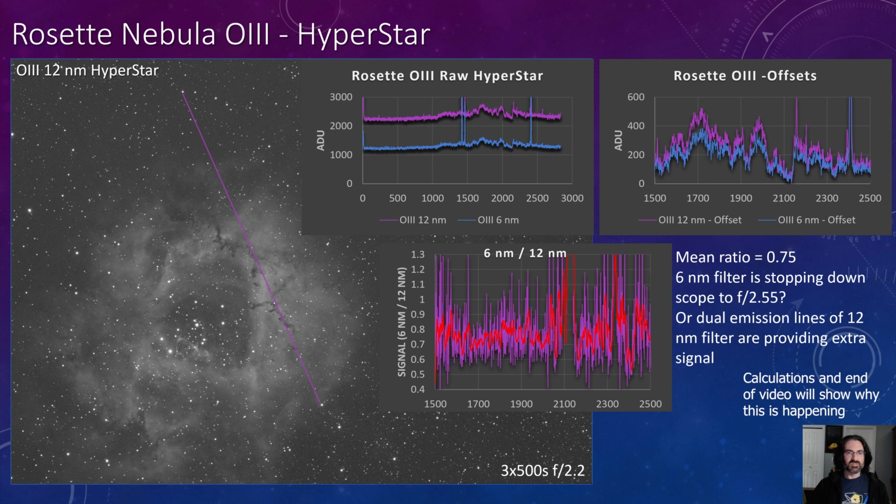So to really analyze the OIII signal, I had to move to a different target. So we went over to the Rosette Nebula and acquired images using the 12 nanometer and 6 nanometer bandwidth filters.